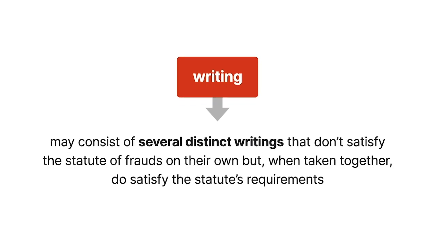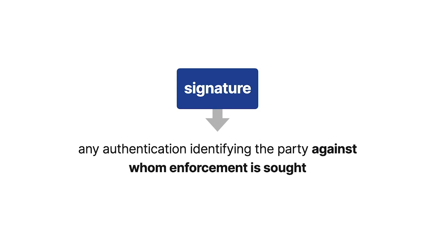In addition, a writing may consist of several distinct writings that don't satisfy the statute of frauds on their own, but when taken together, do satisfy the statute's requirements. Finally, a signature can be any authentication identifying the party against whom enforcement is sought. Assuming that the supplier's name was in at least one of the email headings or otherwise typewritten, the signature requirement was satisfied.